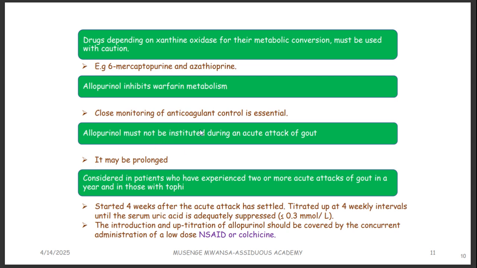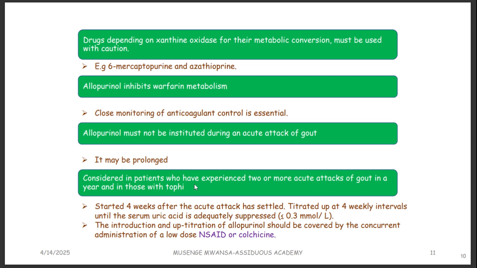Allopurinol must not be instituted during an acute attack of gout. Okay, it may be prolonged. So if you give allopurinol while someone has got an acute attack, the acute attack can actually prolong instead of helping, because this drug is given for long-term management.